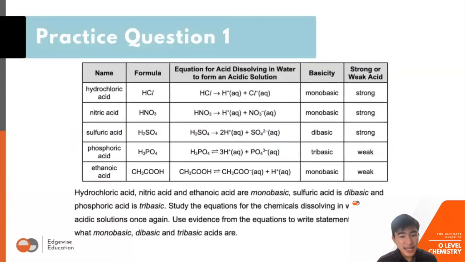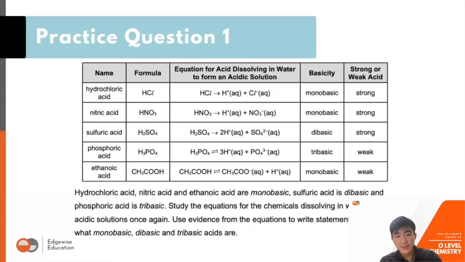Now let's come to the first practice question. This practice question actually looks very long, right? Actually, it's okay, it's a very simple one, but I need you to read. The question says I have hydrochloric acid, nitric acid, and ethanoic acid. They are monobasic acids. Then sulfuric acid is a dibasic acid, and phosphoric acid is a tribasic acid.